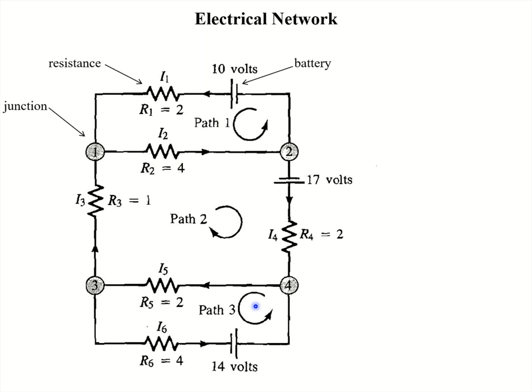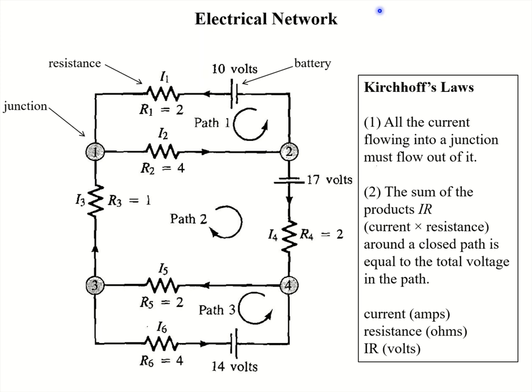So we have these junctions here. They look like circles around those, and resistors are right there, and they measure something called resistance. We have batteries, and we have these laws. They're called Kirchhoff's laws. And the first one says, all the current flowing into a junction must flow out of it. That seems pretty straightforward. The sum of the products, IR, current times resistance, around a closed path is equal to the total voltage in the path. And once again, if you've never seen this, you're probably going, say, what? Well, this is stuff that some kinds of engineers will study, and it's very applicable to the real world. The current is measured in amps, the resistance in ohms, and I times R is volts.